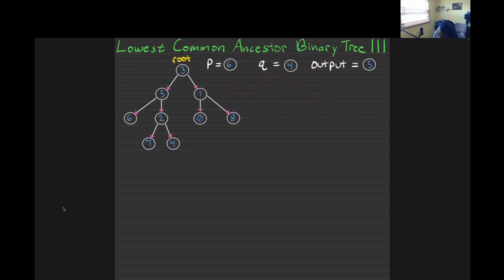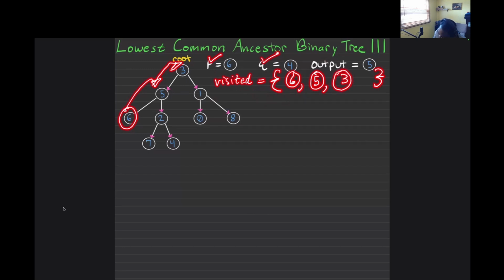So the logic for the first approach, where the space is big O of n, is that we're going to create a visited set. And we can choose to start at node P or node Q. I'll just do node P. So we start here, and all we're going to do is add this to the set, and then use the parent node reference to come here, and then add that node to the set. Use the parent node reference to come here to node 3, add that to the set, and now we're done with that iteration for node P.